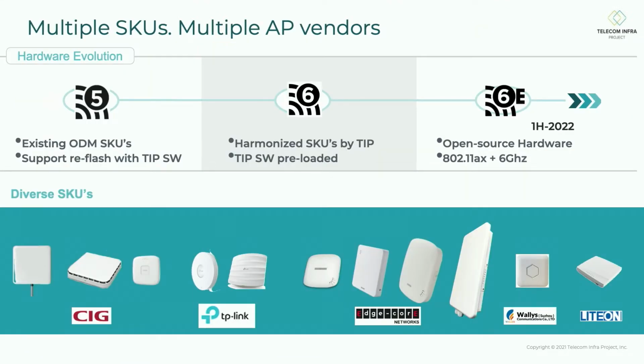As of today, we have around 22 different access point models, which come in pretty much every form factor, including roof mount, wall plate, outdoor strand mount, et cetera. And these are all coming over time.